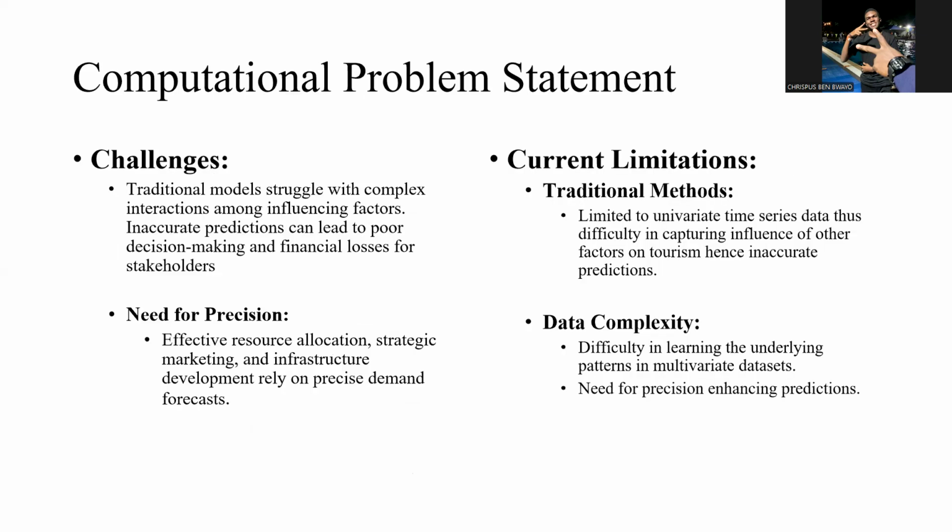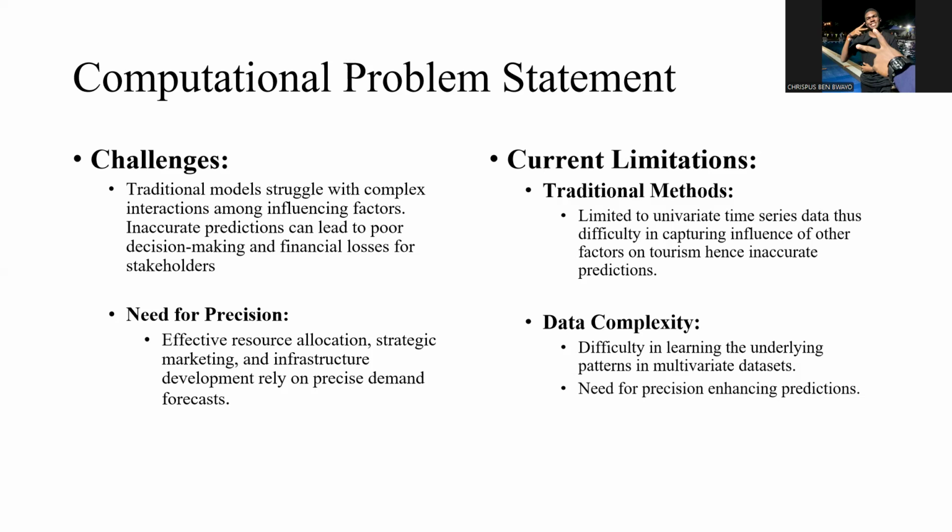Going to our computational problem, the pressing point here is that traditional models usually struggle with complex interactions among influencing factors, which results in inaccurate predictions that lead to poor decision making and financial losses for stakeholders. The limitations of the traditional methods are basically that they are limited to univariate time series data, which makes it difficult to capture the influence of other factors on tourism. Hence, inaccurate predictions. And then this informs the data complexity and application data.